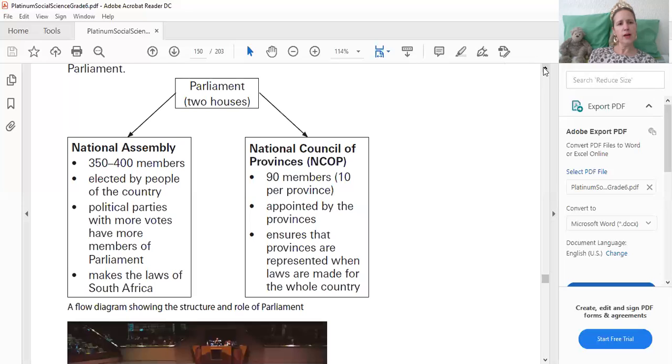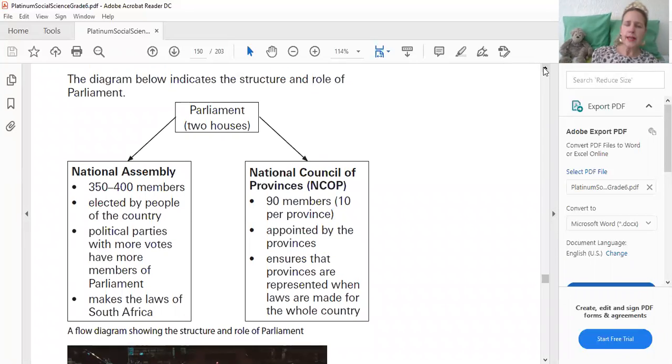Okay, now we have said that the government is made up of three branches, all right? And now the first branch, Parliament, which is the legislature, has two houses. Now we're not saying that there are two little houses on the prairie, on the hilltop, okay? But these houses of Parliament are two branches, okay?